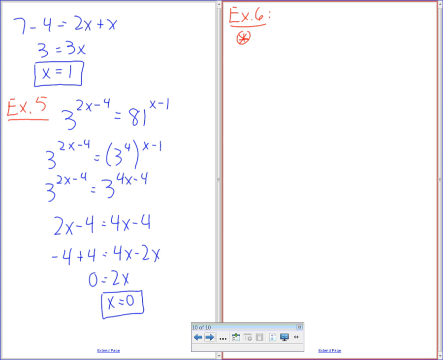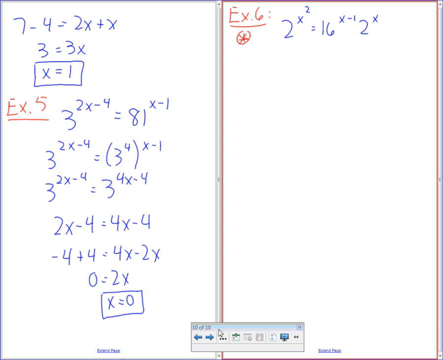Okay, so 2 to the x squared. Yes, you heard that right. Equals 16x minus 1 times 2 to the x. Okay, so what we're going to do is I will work this one with you. You guys will do the next one yourselves.